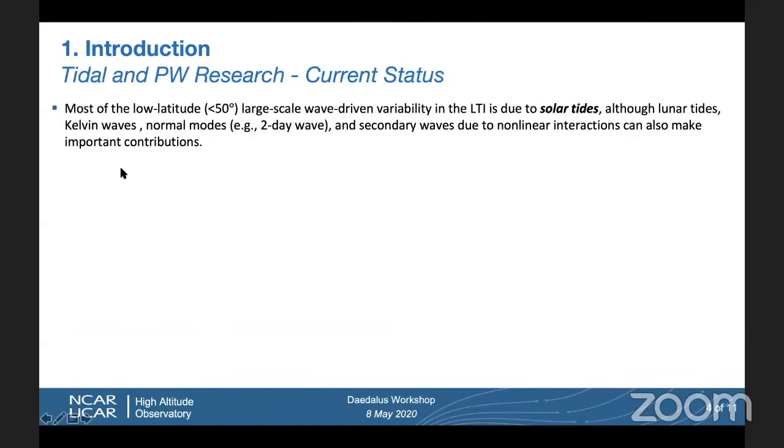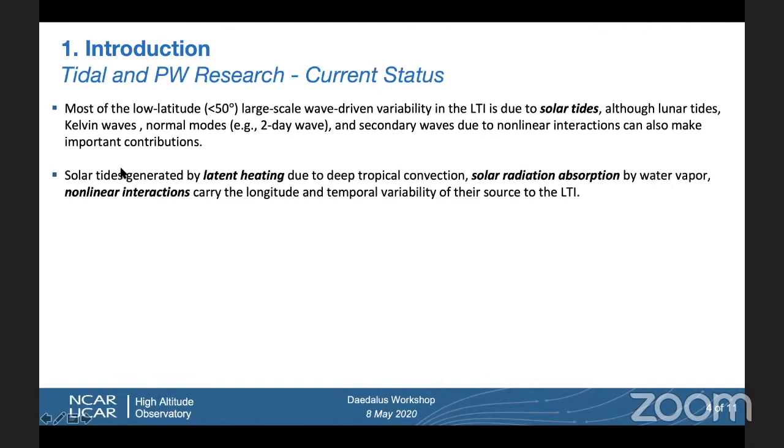So very briefly, it is well known how the low latitude LTI region is largely driven by solar tides, although research in the last, I would say, couple of decades has demonstrated the importance of lunar tides, Kelvin waves, normal modes, as well as secondary waves due to nonlinear interactions between solar tides, planetary waves, and Kelvin waves, and I'll describe those in further detail in the later part of my presentation. Solar tides are generated by latent heating due to deep tropical convection, as well as by solar radiation absorption by water vapor, as well as nonlinear interactions that I'll describe, that essentially carry the longitudinal temporal variability from their source to the LTI.